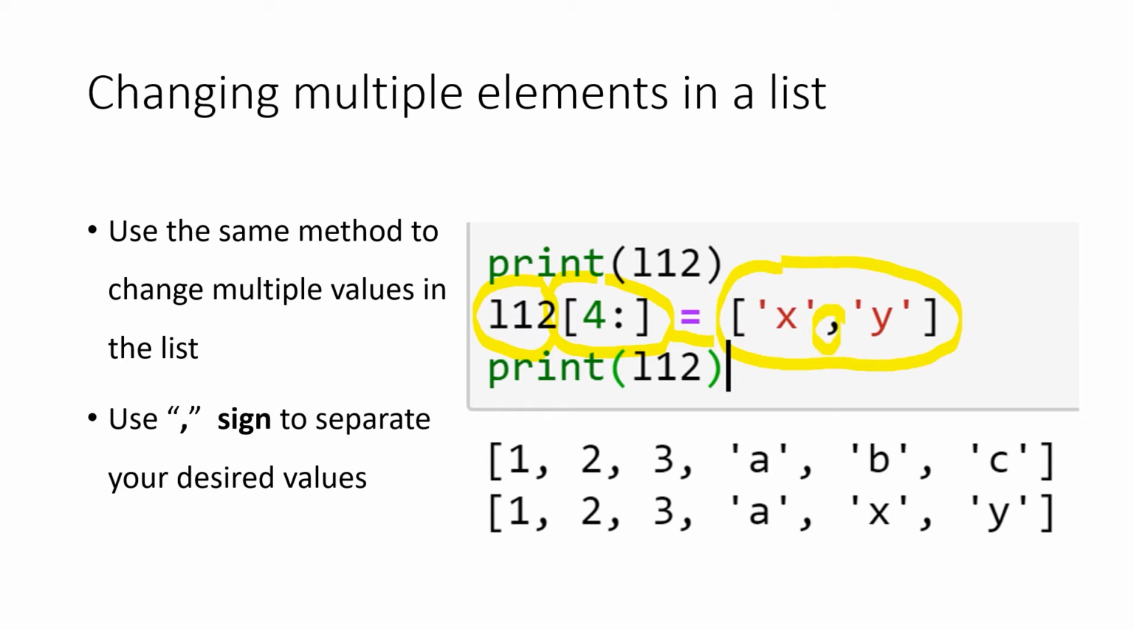So now if we look at our result, the first list had as the last two elements B and C, and now through our changing application, we have two different elements at the end, which are x and y.